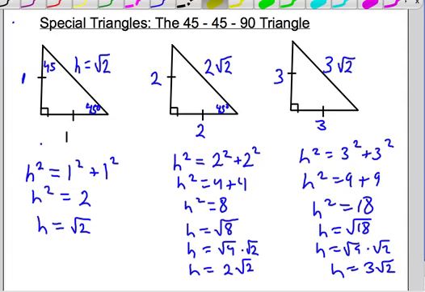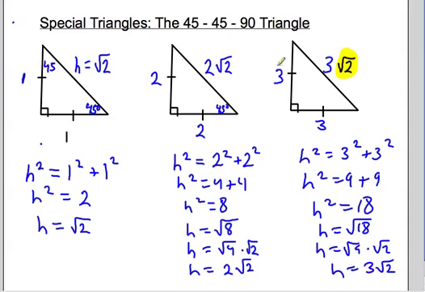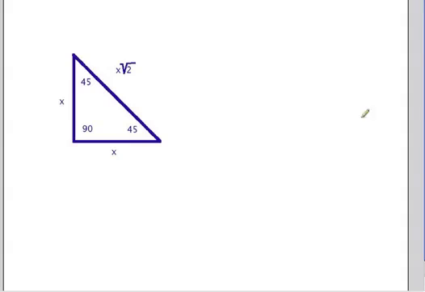So as you can see the pattern that's developed here, each time the hypotenuse is going to be root 2 times one of the shorter legs. Okay? So if you know this side is 3, you know the hypotenuse is going to be 3 times root 2. So that's the pattern that develops. Okay, so we can see that for any 45, 45, 90 triangle, if you know the side lengths are a certain number x, then you just multiply by root 2 to get the hypotenuse.